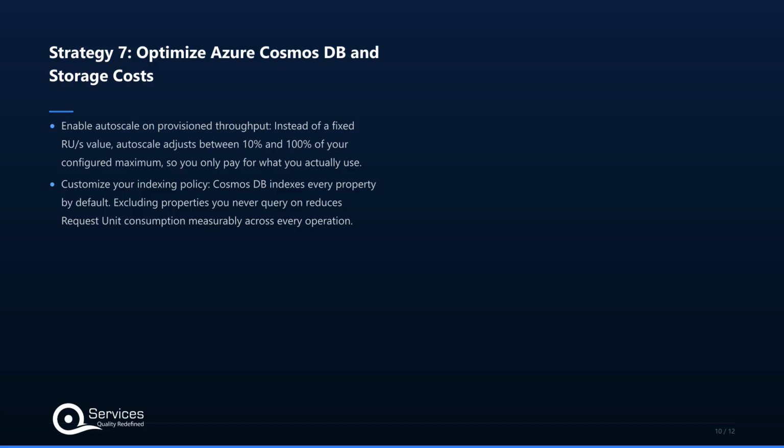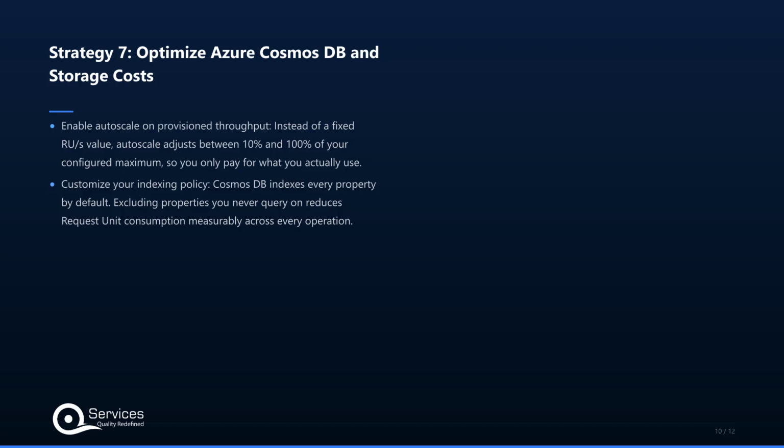Strategy 7. Optimize Azure Cosmos DB and storage costs. Database and storage costs are often the second or third largest line item on an Azure bill for SMBs. Azure Cosmos DB in particular catches businesses off guard because its pricing is based on request units rather than simple compute time, and the defaults are not optimized for low to medium traffic volumes.